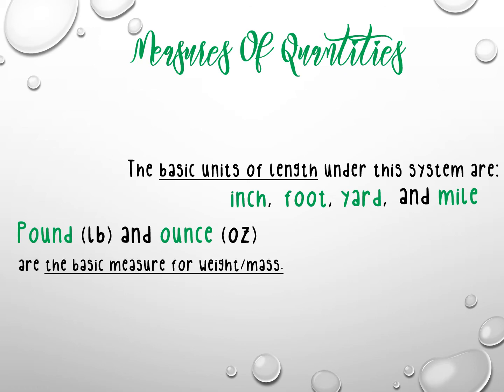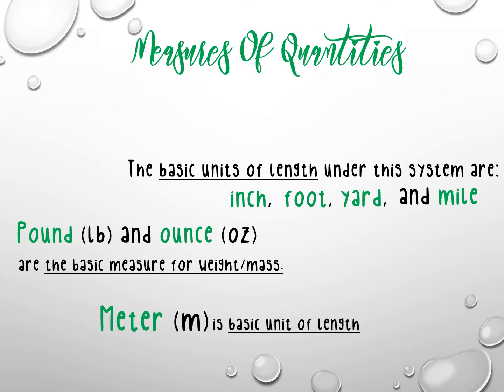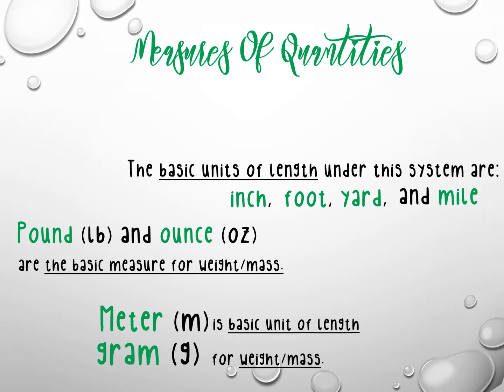And converting one unit to another requires more time in the English system. That is why another standard of measurement was developed. That is why they developed the so-called metric system of measurement. So meter is the basic unit of length, while gram is for weight or mass.